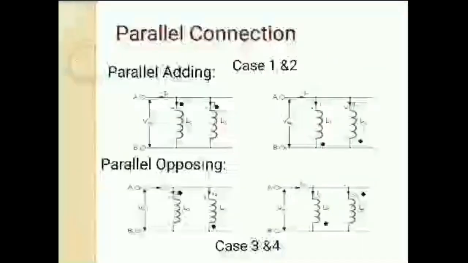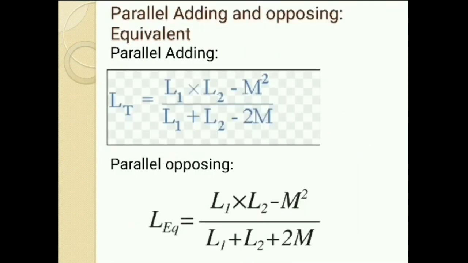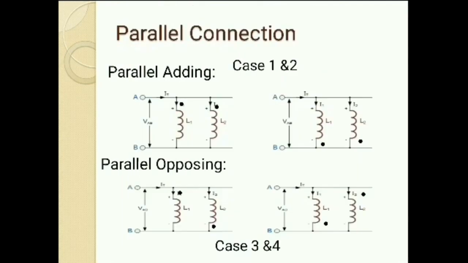Next we see parallel aiding and parallel opposing connections. Cases 1 and 2 are parallel aiding, and cases 3 and 4 are parallel opposing. Why do we say parallel aiding and opposing? Because of the dot convention. In cases 1 and 2, current enters both the dots and current leaves both the dots. In this case, L equivalent is calculated by L1 into L2 minus M squared, divided by L1 plus L2 minus 2M.